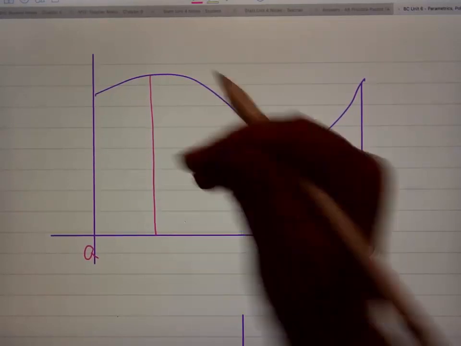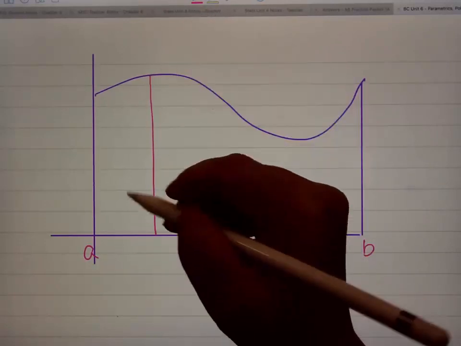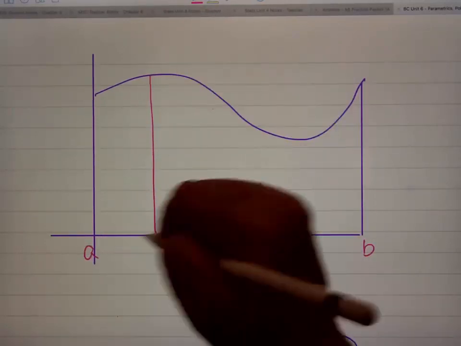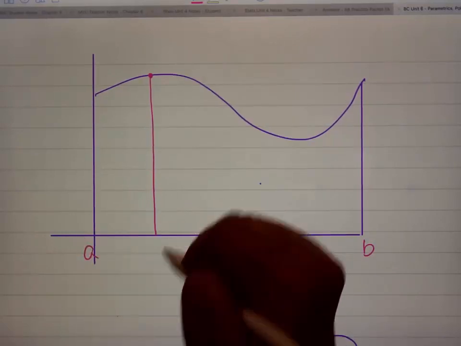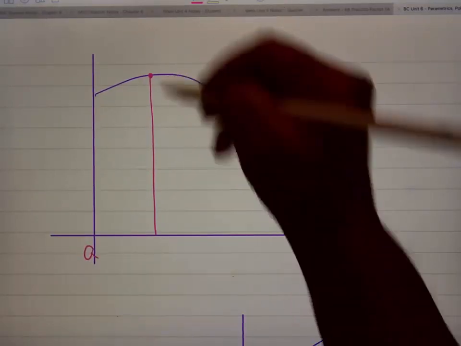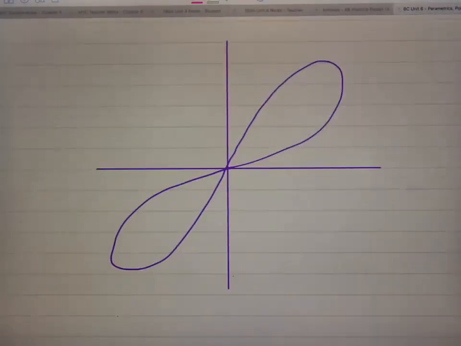Now, why did we make our rectangles this way? Well, partially because top minus bottom worked very well. And also, how is the distance to your curve measured? You go over and you go up. That's why it's up and down. It's a good measurement. Polar is a little bit different.